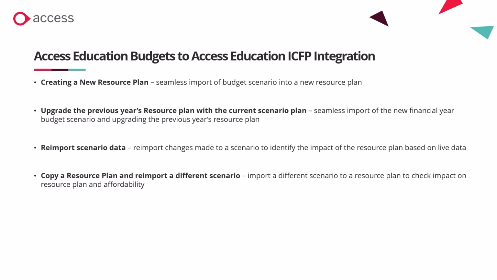Fourthly, we can copy a resource plan, so using the resource plan information and re-importing in a different scenario. So this means we can do comparison, reporting management, and it gives us the what if this happens and what if that happens as well. So it gives you that uniform decision of doing that scenario planning, both on the budget side and also the resource plan, to look at the impact on the classroom.